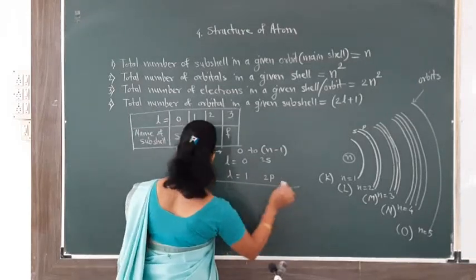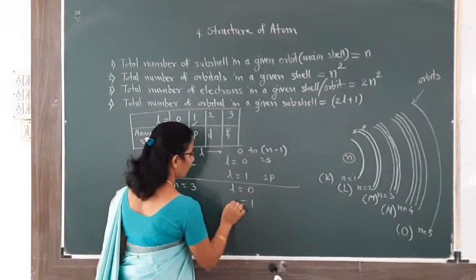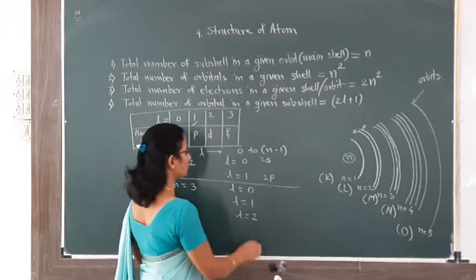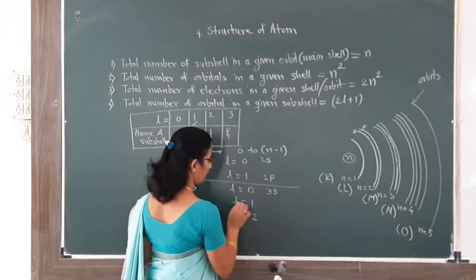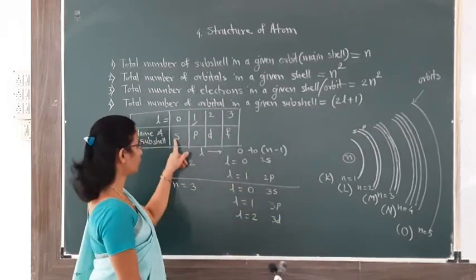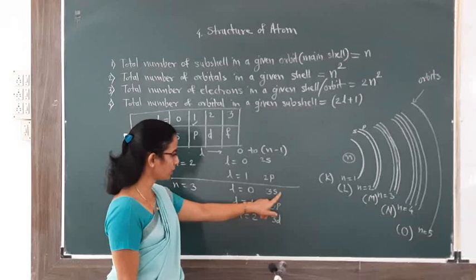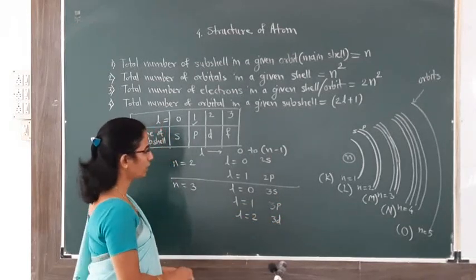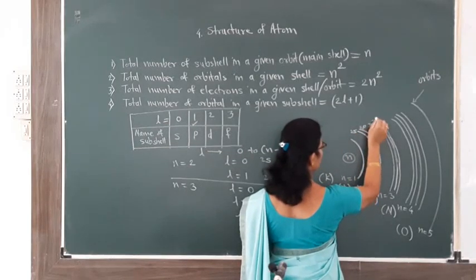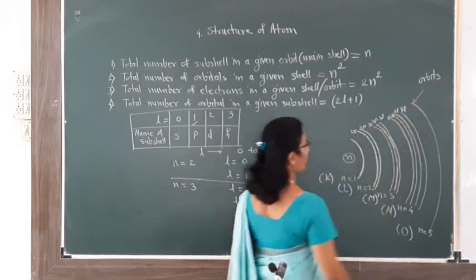Similarly, if n is equal to 3, then what are the values of L? L is equal to 0, L is equal to 1 and L is equal to 2. With the help of this formula, I have written these values. And here the subshells are named as 3S, 3P and 3D. L is equal to 3. So here L is equal to 0 indicates S subshell and therefore it is named as 3S, 3P and 3D and so on. Thus, in this manner, here you can write the names of subshells as 3S, 3P, 3D. Here 4S, 4P, 4D and 4F and so on.